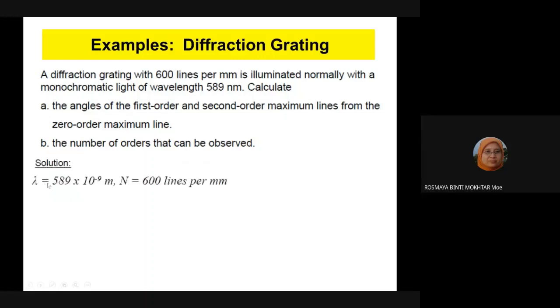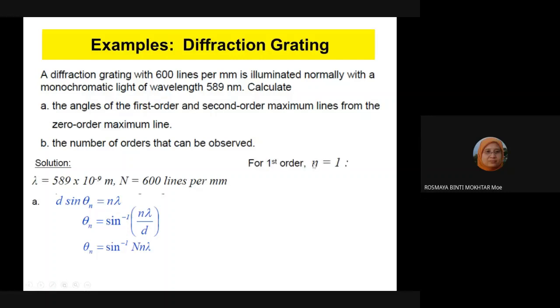Okay, the solution. Lambda is given, 589 nanometer. Convert to meter, and then N is also given, 600 lines per millimeter. So you convert to D. D is 1 per 600. And be careful also, this is per millimeter, so you must convert to meter. So you substitute into the equation here, d sin theta equals m lambda. So m for first order, m equals 1, and then m equals 2. Some books use n. So you substitute m equals 1 and m equals 2.